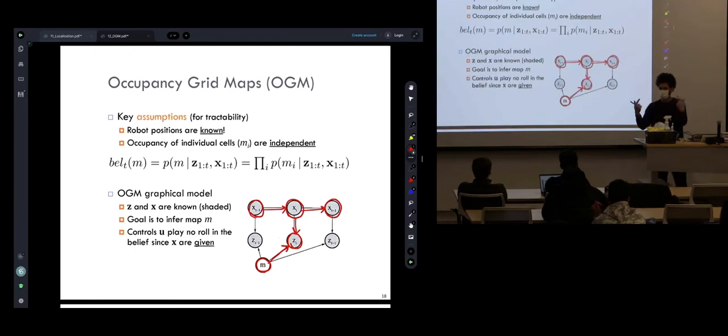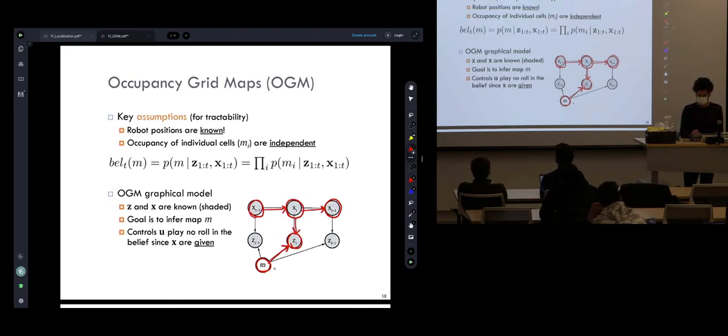So the arrows are showing what is causing what. The measurement is caused by the robot being there and the fact that the map has a particular shape, which gives us that particular laser scan, range measurements. Now, it is typically standard to color the nodes. The gray means we know them. We're not going to try to find values of x and z. We know them. M, the white node here, is the unknown. We want to figure out what its value is.